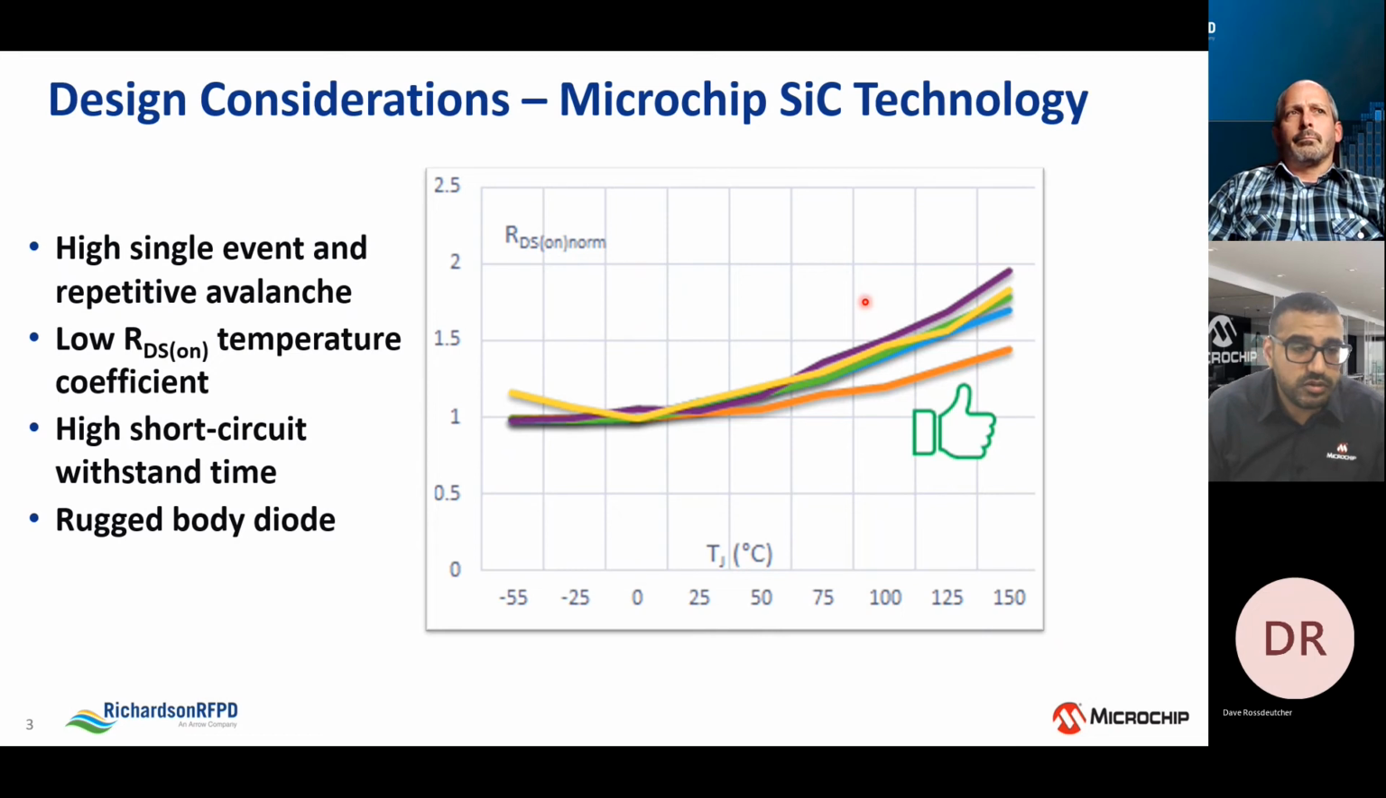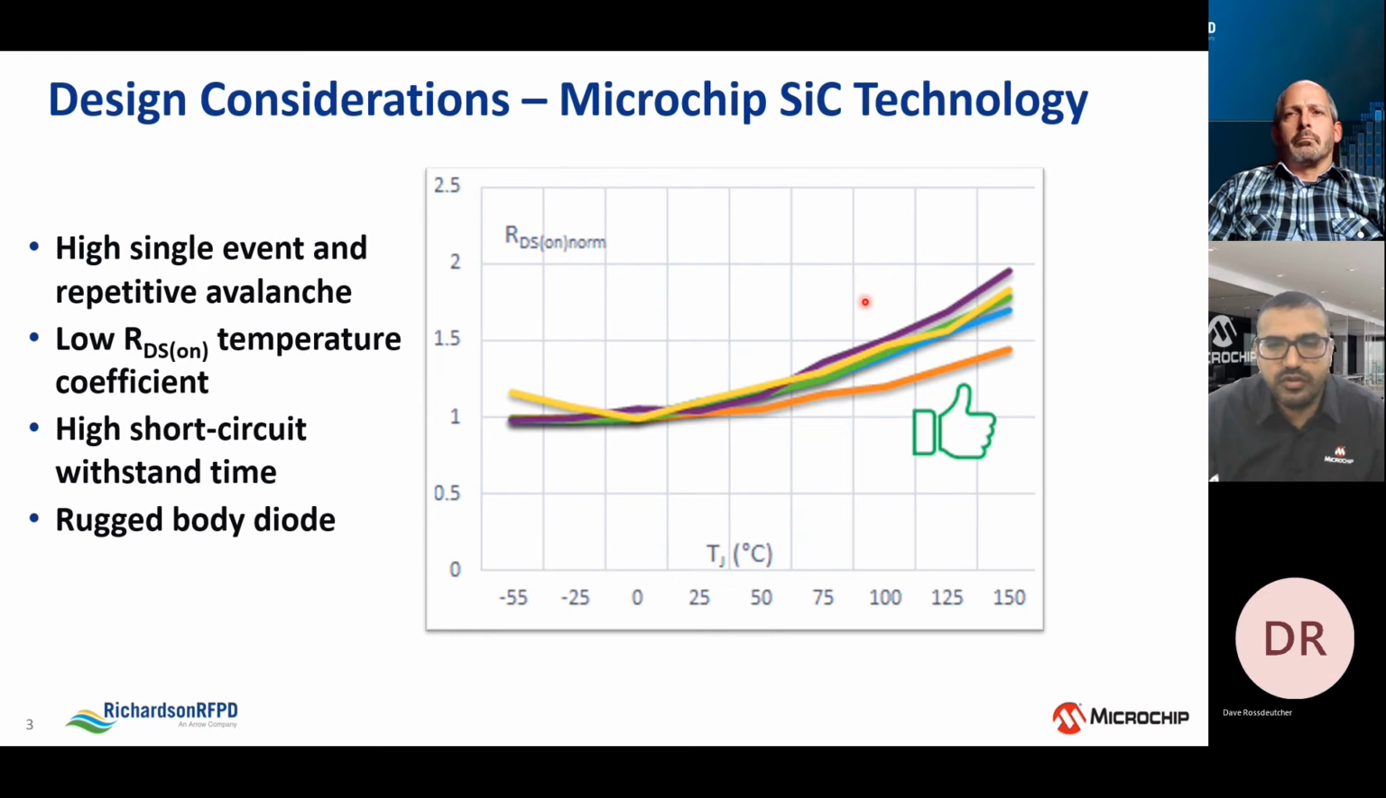Another benefit, which is important and critical for this application, is to have a low RDS on, because all the losses are going to be conduction losses. You want to have low RDS on, and we do have the industry lowest RDS on temperature coefficient. It is positive, so you can put devices in parallel to achieve the current rating, but it also is a low temperature coefficient, so it will not increase as much in temperature in RDS on over temperature as our competitors.